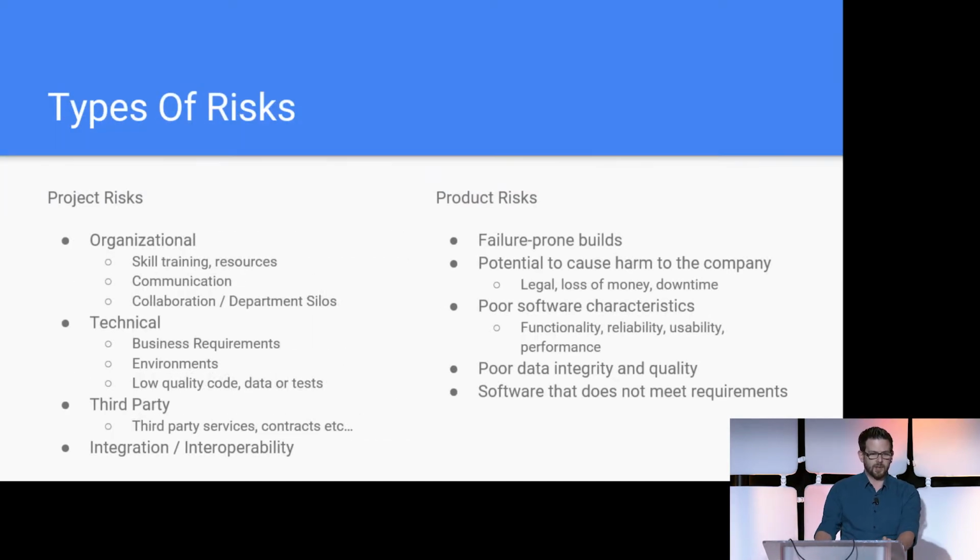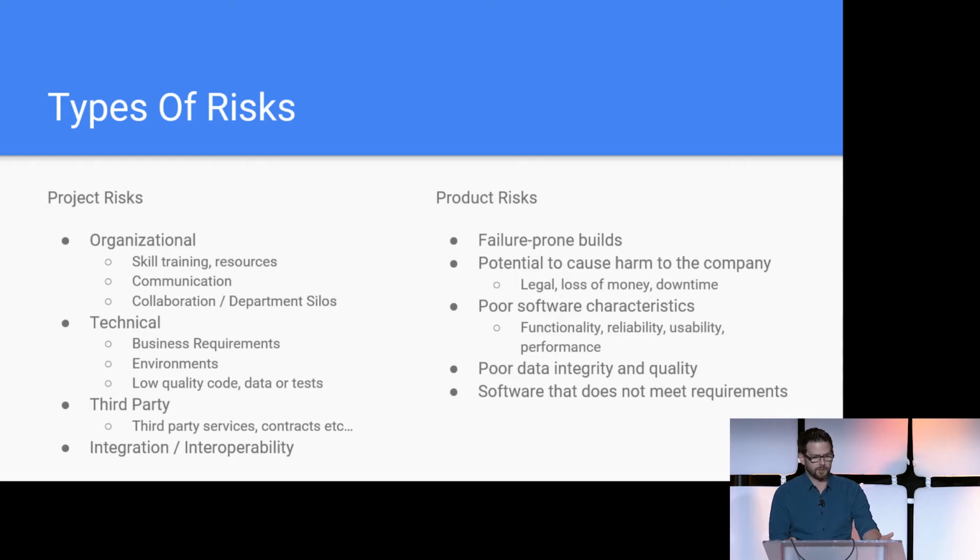So for the types of risk, you can have project risks and product risks. Project risks are risks that might push out your project deadline, or might make it not get completed at all. There can be organizational risks. Those include things like skills, training, resources, communication, and making sure you have the right tools available. There can be technical risks, so bad business requirements, bad environments, low code quality or data, or low quality tests. Or you might have third-party services that are down, or your project might not integrate or interoperate with other parts of your business like it should.